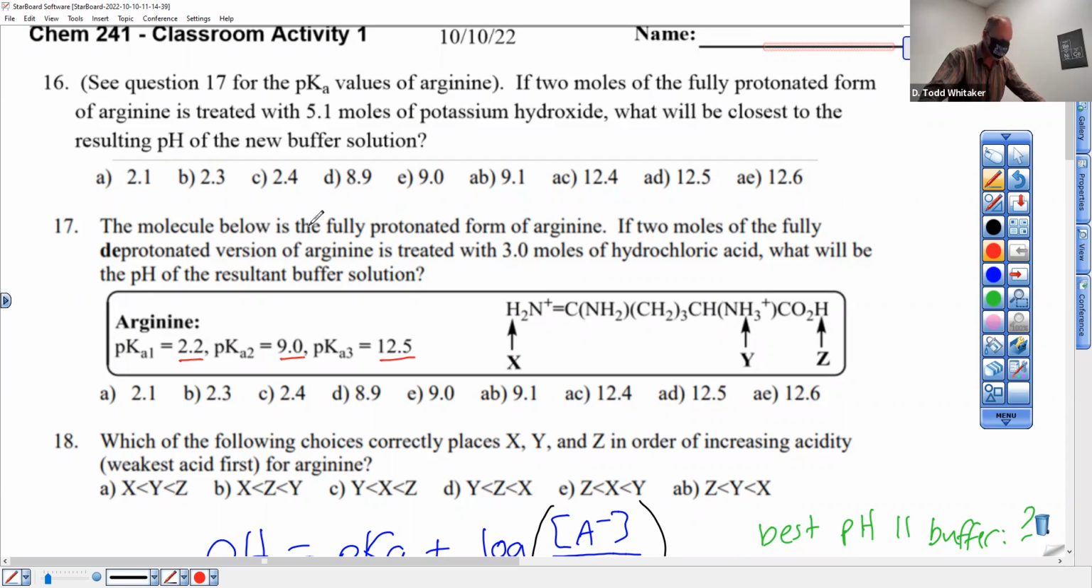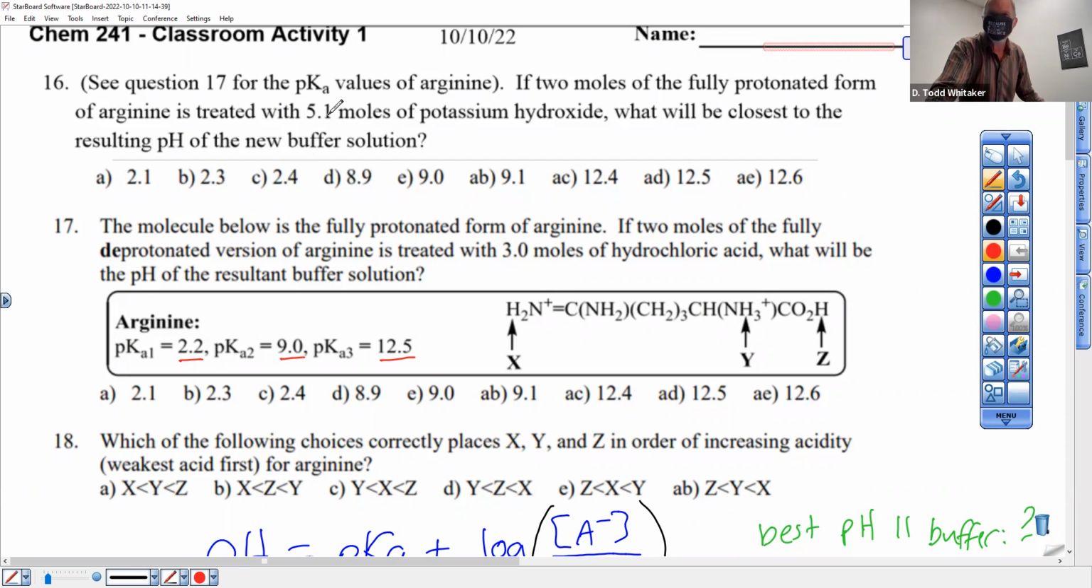And if I want a perfect 12.5 buffer, what do I do? Make sure I have equal amounts of pKa3 proton present and its conjugate base. If I want 12.6, I need more of the conjugate base of the pKa3 than the pKa3 acid. Okay? So yes, I can make any of these 9 answers the correct answer just by changing this one number here.